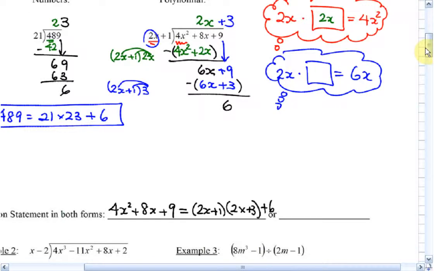And then I'd like you to try to write it in the alternate form as well. That's that fraction form. So the alternate form would have been the dividend, which is 4x squared plus 8x plus 9, divided by the divisor, which would be, I think, 2x plus 1. That gives you your quotient, which is 2x plus 3, and your remainder over your divisor, 2x plus 1. Okay. Now, I'm not too worried right now if you can write this division statement out, but I thought I'd do that just to try to solidify this concept.